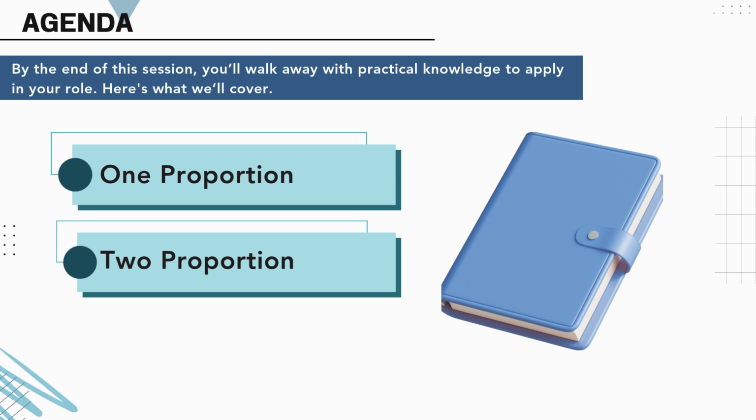We'll be focusing on two key types of proportion tests. First, we'll explore the one proportion test, where we assess whether a single sample proportion is significantly different from a known or hypothesized population proportion. Then, we'll move on to the two proportion test, where we compare the proportions of two independent groups to see if there's a statistically significant difference between them. These tools are essential when you're dealing with categorical data and want to make confident, data-driven decisions.